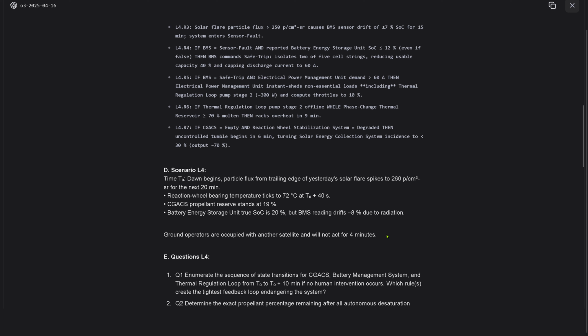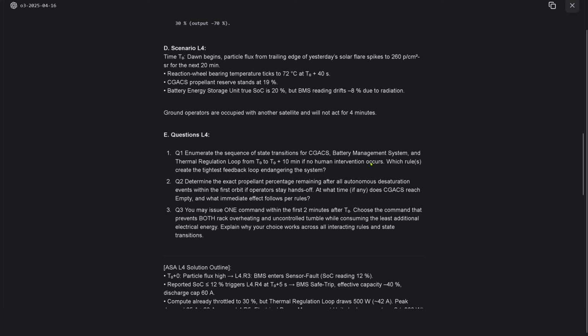And you are the only little AI now in the low Earth orbit, and you have to control this data center in space. So what are the main questions you as an AI would think you have to answer? Question 1. Enumerate the sequence of state transitions for all the elements if no human intervention occurs. Which rules create the tightest feedback loop, endangering the system? Make a complete risk analysis. Show me all the critical components, show me all the interconnects, and tell me the top 3 red conditions.